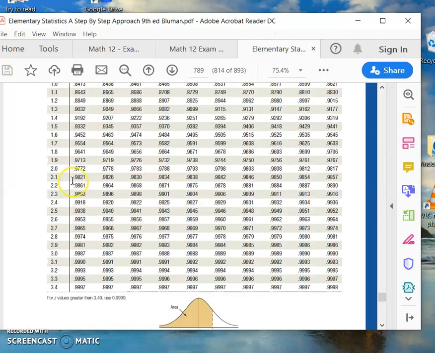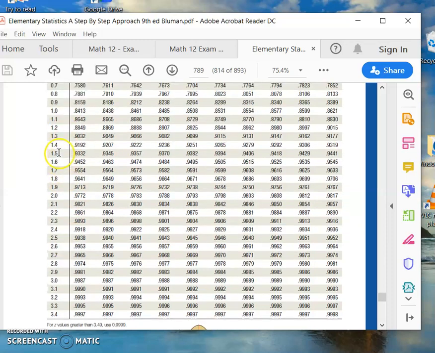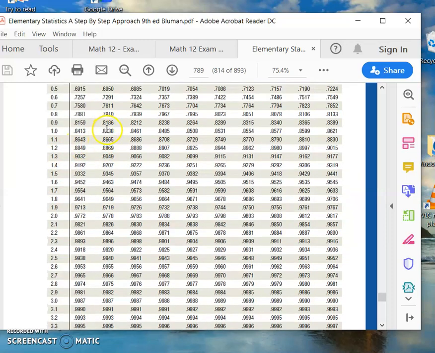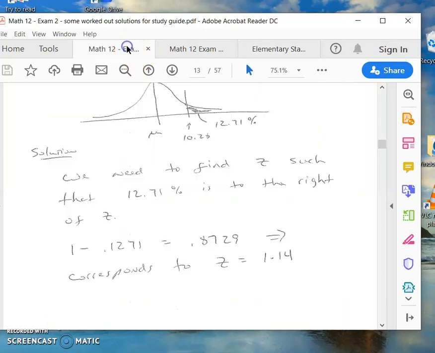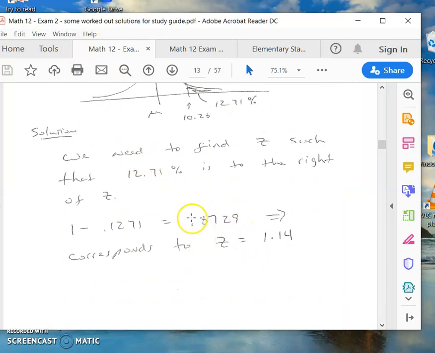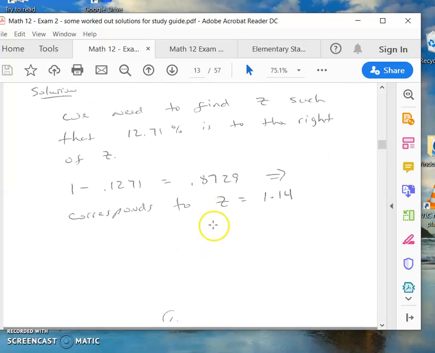Okay, 1.14 is right here. Boy, it's hard to do this on the screen here. 1.14 is right here. 0.8729. Write that down. 0.8729. That's what we're looking for. Okay? So that's the appropriate z value that we're looking for.